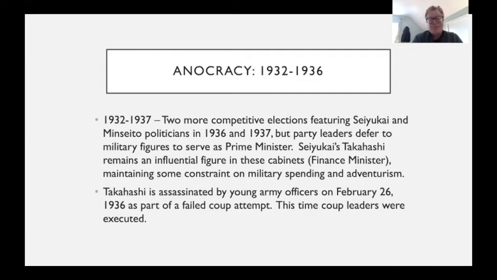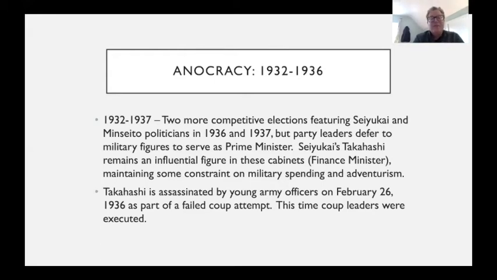So there's the trappings of democracy there, but the party leaders of these parties, regardless of the outcome of the election, have chosen by this time not to try to serve as prime minister. They're going to defer to a military figure to stand at the head of the cabinet.